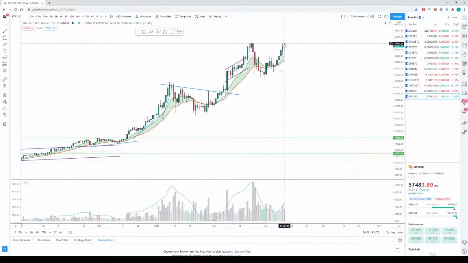What potentially could happen is we can have a break, a false break, and then just head back down. But so far it's very early to tell. We're just going to have to wait and see.